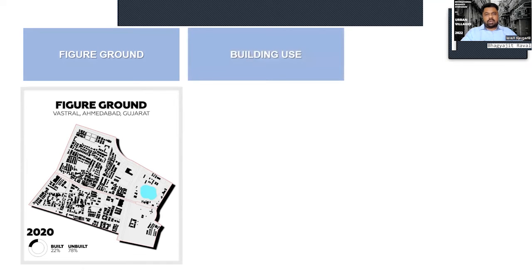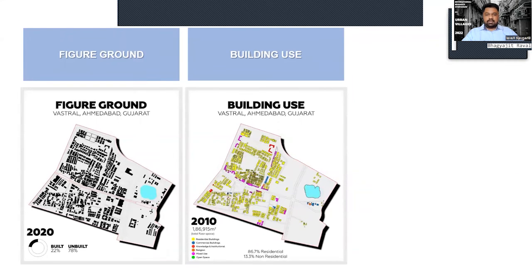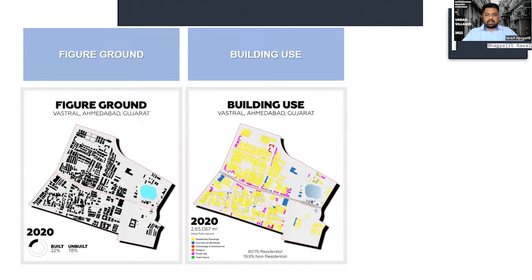If we talk about the building use, this is the building use in 2000, which is 40,272 square meters. Building use in 2010, so you can see the rapid increase in that, with residential structures, commercial structures, etc. This is now in 2020, where a 265,000 square meter area is there.